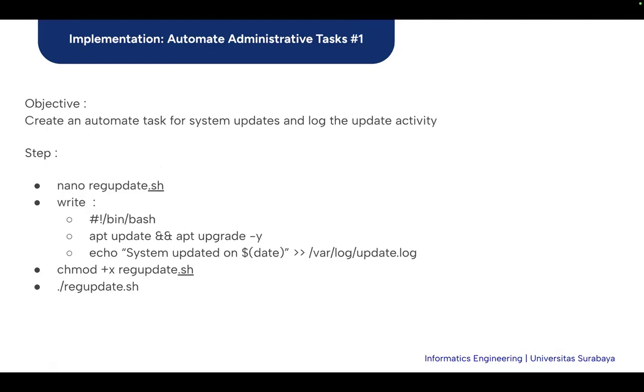And then this is a little implementation about how to automate administrative tasks. The objective is clear. We are going to create an automated task for system updates and log the update activity. So we are going to make a new shell script. For example, we can make a nano rec update.sh.